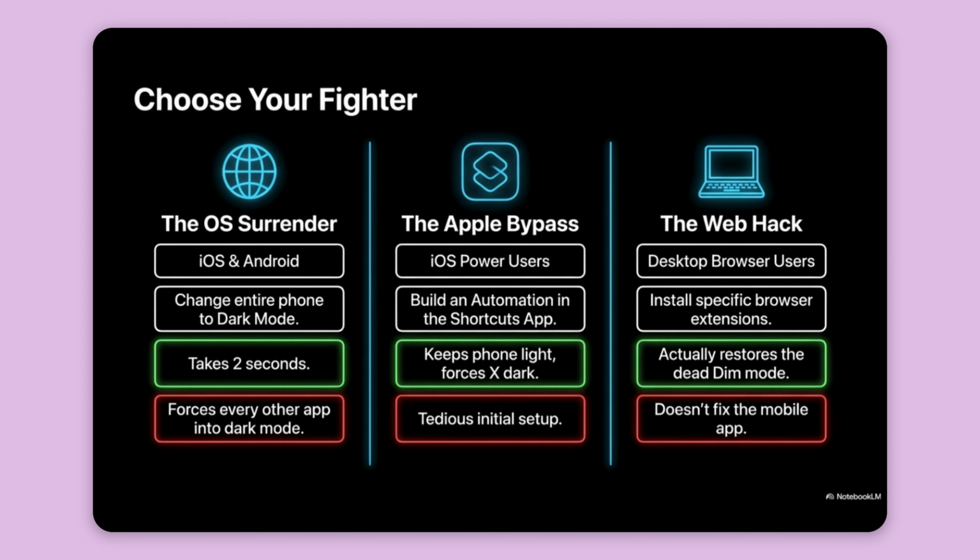You have three options depending on your device and technical comfort. The OS surrender: change your entire phone's theme. The Apple bypass: create an iOS automation. And the web hack: use browser extensions on desktop.